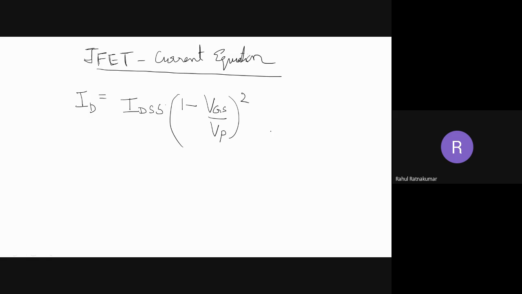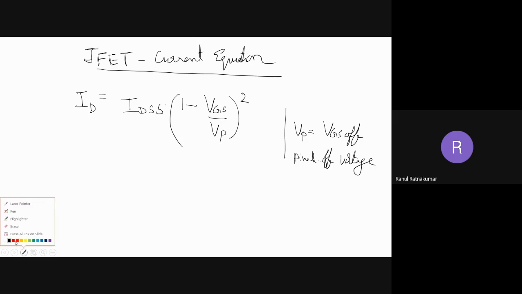Okay, so here the main thing is VP. What is VP? It's nothing but the pinch-off voltage, VGS(off). So this is a simple equation. IDSS is the saturation current when VGS is zero. VP is the pinch-off voltage, VGS is the gate-source voltage, and ID is the drain current.